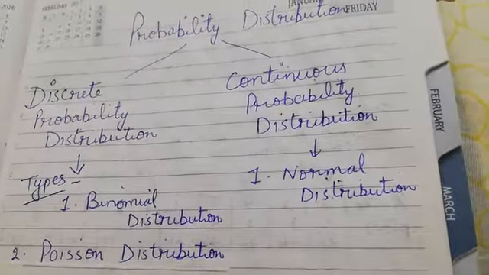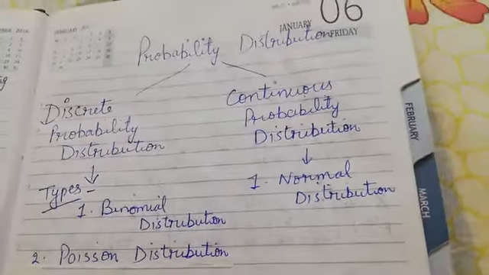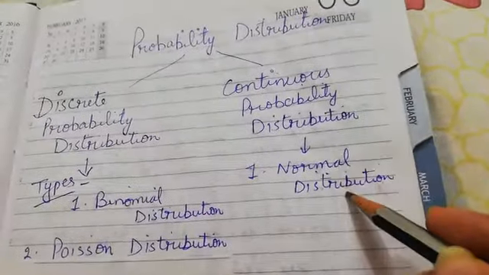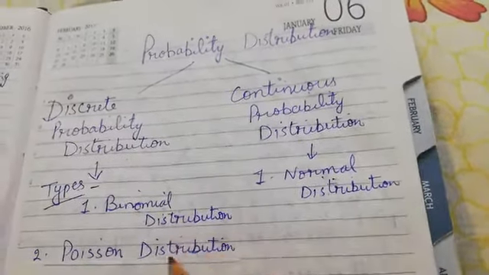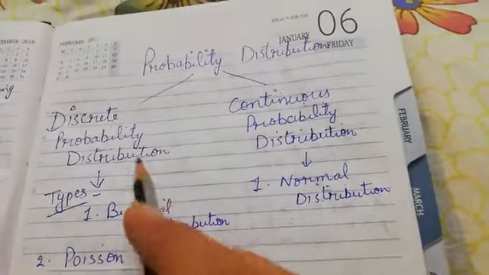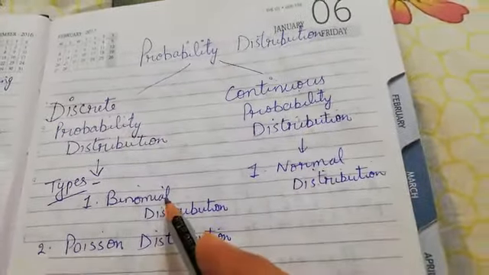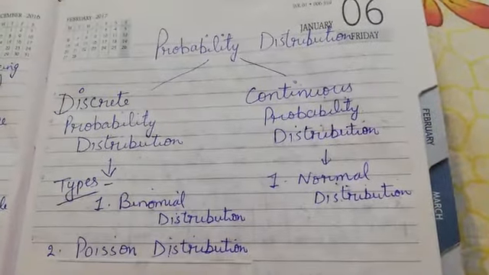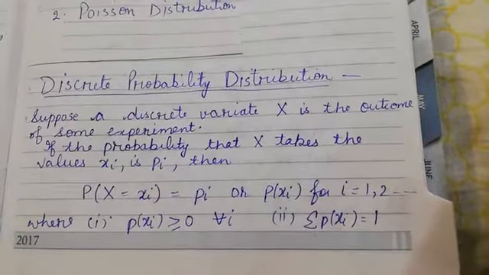So binomial distribution and Poisson distribution are the types of discrete probability distribution. Okay, these two are the types of discrete probability distribution, and the normal distribution is the type of continuous probability distribution. You have to study all of them. First of all, you will study what is discrete probability distribution, what is continuous probability distribution, then you will study binomial, Poisson and normal distribution. Okay. So first of all, we will study the discrete probability distribution.